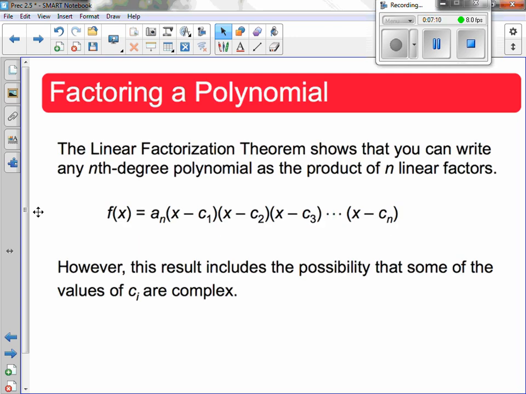Factoring. Linear factorization shows that you can rewrite any nth degree polynomial as a product of n linear factors. However, the results include the possibility that some of the values of C are complex. Because as we just saw, x squared plus 9 was x plus 3i and x minus 3i. So it's not always that they're going to be real. We might have some complex.